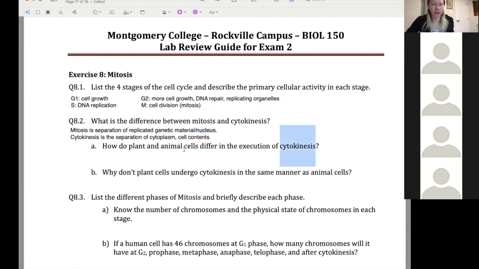Okay, so how is cytokinesis different in our plant and animal cells? Animal cells form a cleavage furrow and plant cells form a cell plate. Right. Animal cells have that cleavage furrow, that kind of pinching in. And then plant cells, because they have that rigid cell wall, they form a cell plate. And oops, I just answered the next question. Plant cells have a rigid cell wall.